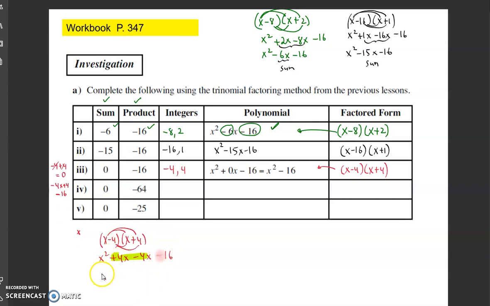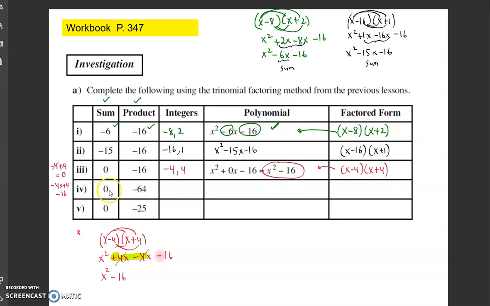Okay, so what happens with these? These will end up to become nothing, 0, right? And this will be negative 16. So there's a pattern here. The middle terms always cancel out, and the last term is a negative 16. Okay, so what happened here is for this kind of scenario, our sum in the middle was 0. So we had two factors. The factors were x minus 4 and x plus 4.